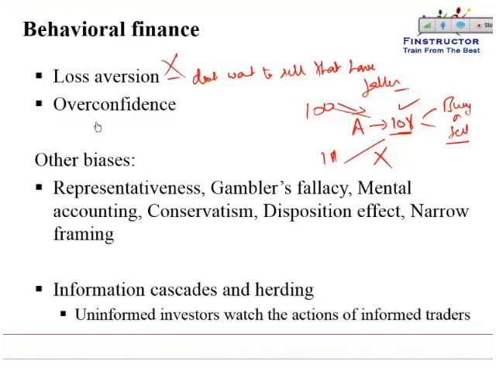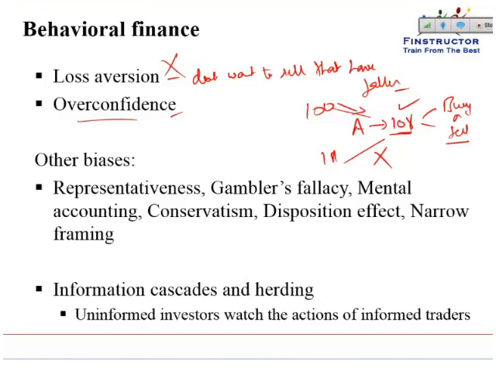Investors are often seen to be overconfident in their abilities, so they have too much confidence in their ability to predict the stock price, to predict the earnings, to predict the performance, which again may cause overreaction, overtrading, etc.